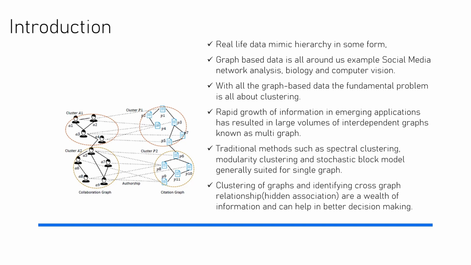Now, what we've seen is the traditional methods today are more suited for a single graph, typically spectral clustering, modularity clustering, and stochastic block model. When it really comes to clustering multi-graph, the complexities are many. One that comes to my mind is that each graph has a different dimensionality in terms of embedding, and trying to compare data of different dimensionality is obviously a nightmare.